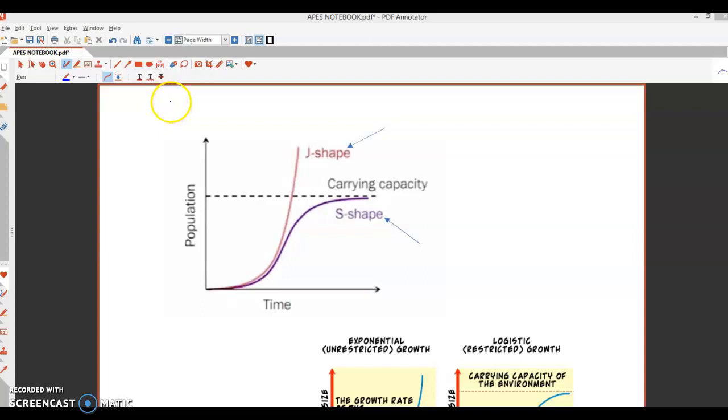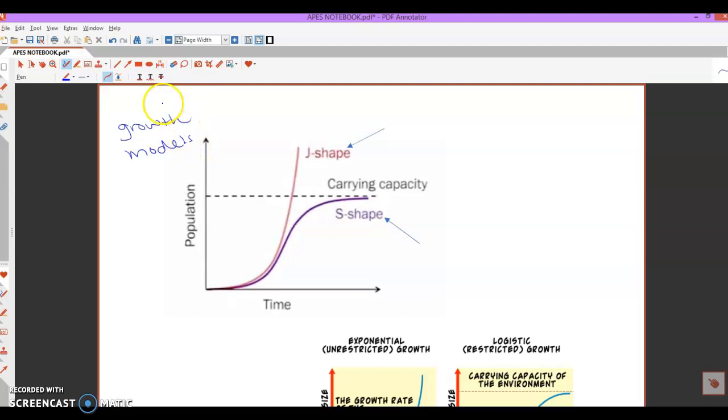Okay, so we have just talked about how we can measure population change and what population distribution looks like. Now, we can also graph how a population grows, okay? So we're going to look at what are called growth models. These are going to pop up all over the course this year, so it's really important that you keep these in mind.